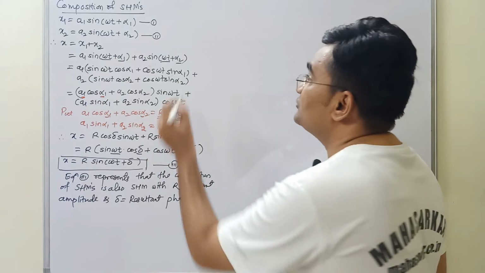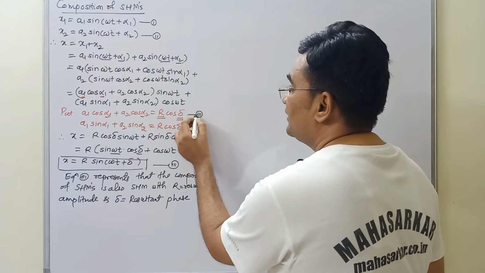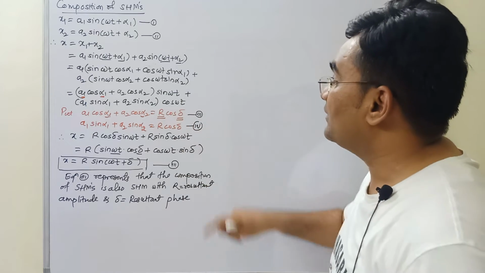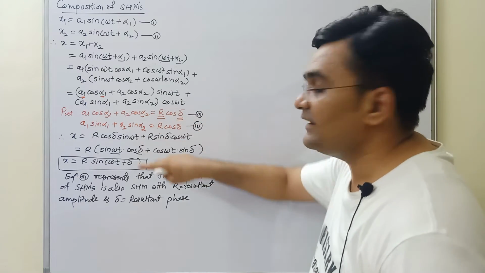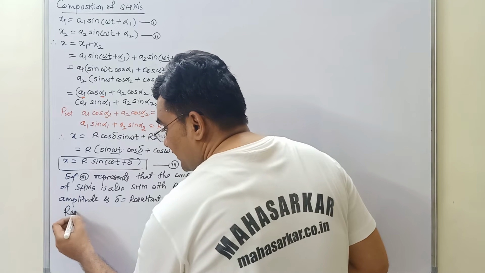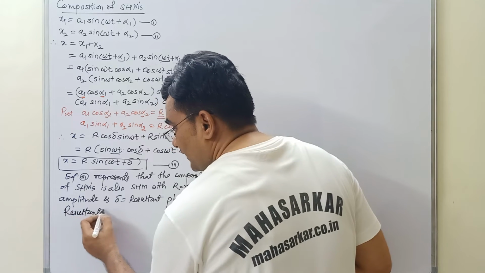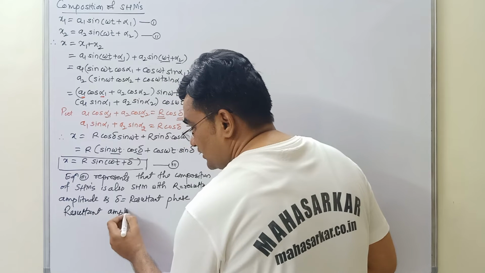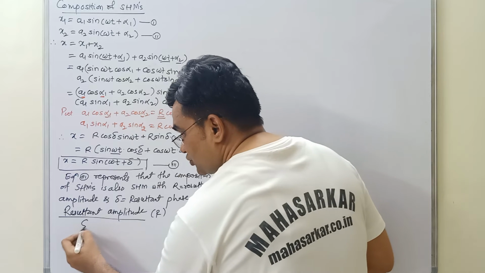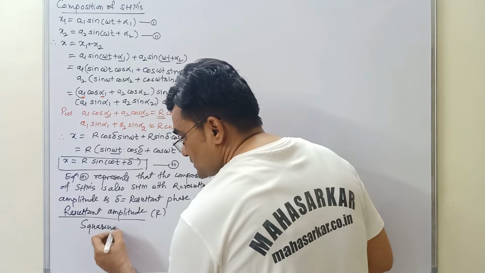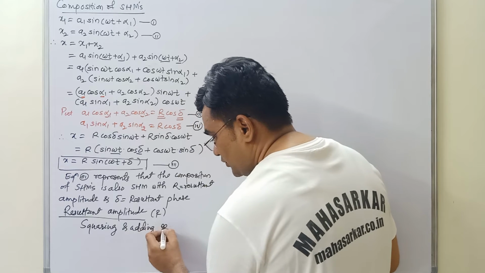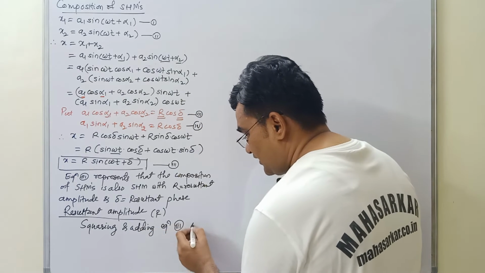Now we can use these two equations to find the value of R also. So let's find this value. See, this is equation number 3 and this is equation number 4. To find the value of R, what I am doing is squaring and adding equation 3 and equation 4. To find the resultant amplitude, that is the equation for R, we square and add equation 3 and equation 4.